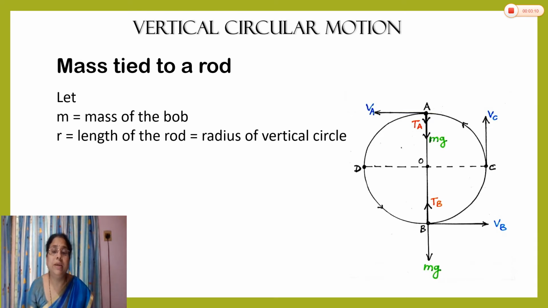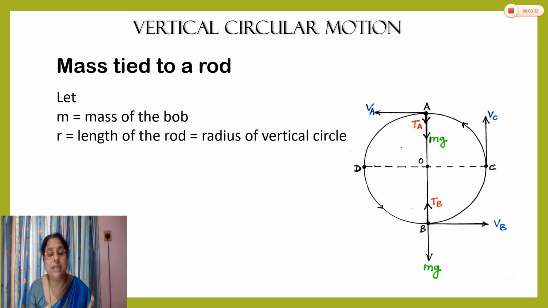But here, in case of rod, we can consider the minimum velocity at this point A to be 0, and still the bob will move forward. Why? Because here instead of string we use the rod. That rod is rigid, so it will not slack. Yes, that is the main difference between the string and rod.